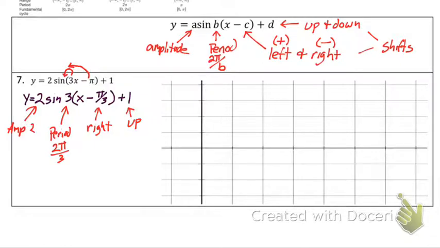So that's a ton of information right there. Just knowing this stuff pretty much gets you most of your points. All right, how you're going to graph this is you're going to graph your period first. This is always your starting off point.